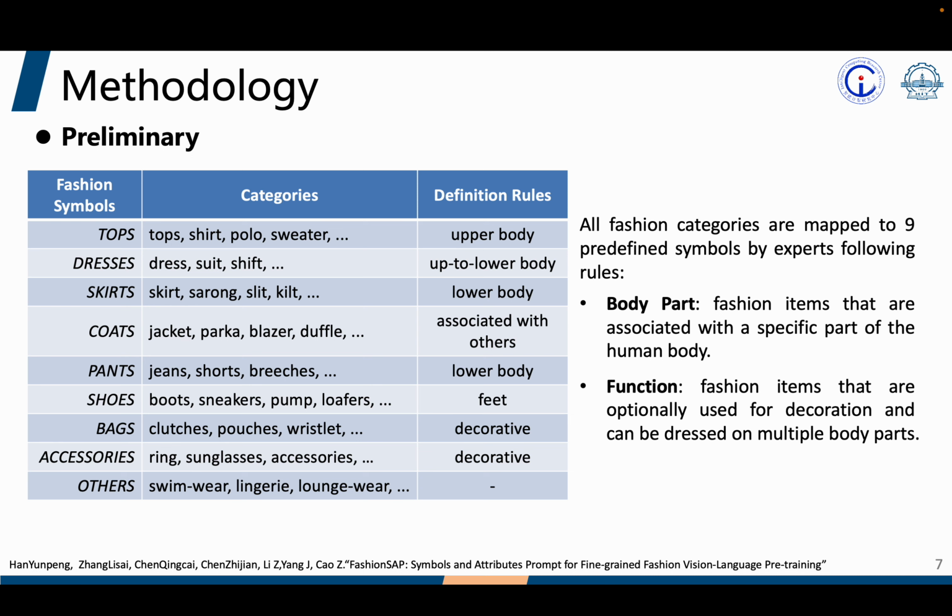For fashion symbols, we summarize 9 fashion symbols, and all the fashion categories are mapped to these 9 predefined symbols by experts. The mapping follows rules. The first rule is body part. The second rule is the function of the fashion item.